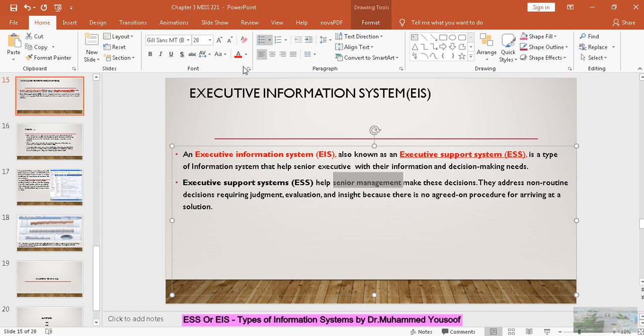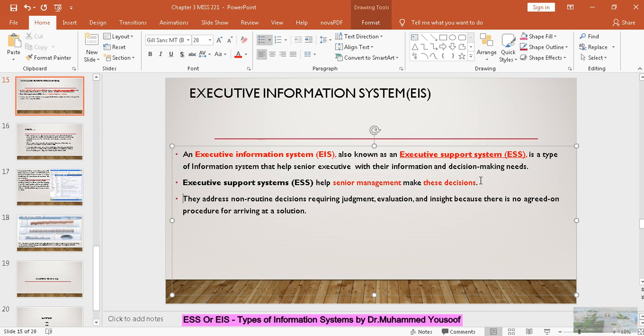That is, the strategic management of the organization uses this information system to make their decisions, because they want to make decisions looking at the holistic view of the organization. They don't want to look at each and every individual or each and every department. They want to make a decision considering only the holistic view of the organization. So there are two types of decisions made in any organization. One is called routine and the other is called non-routine.